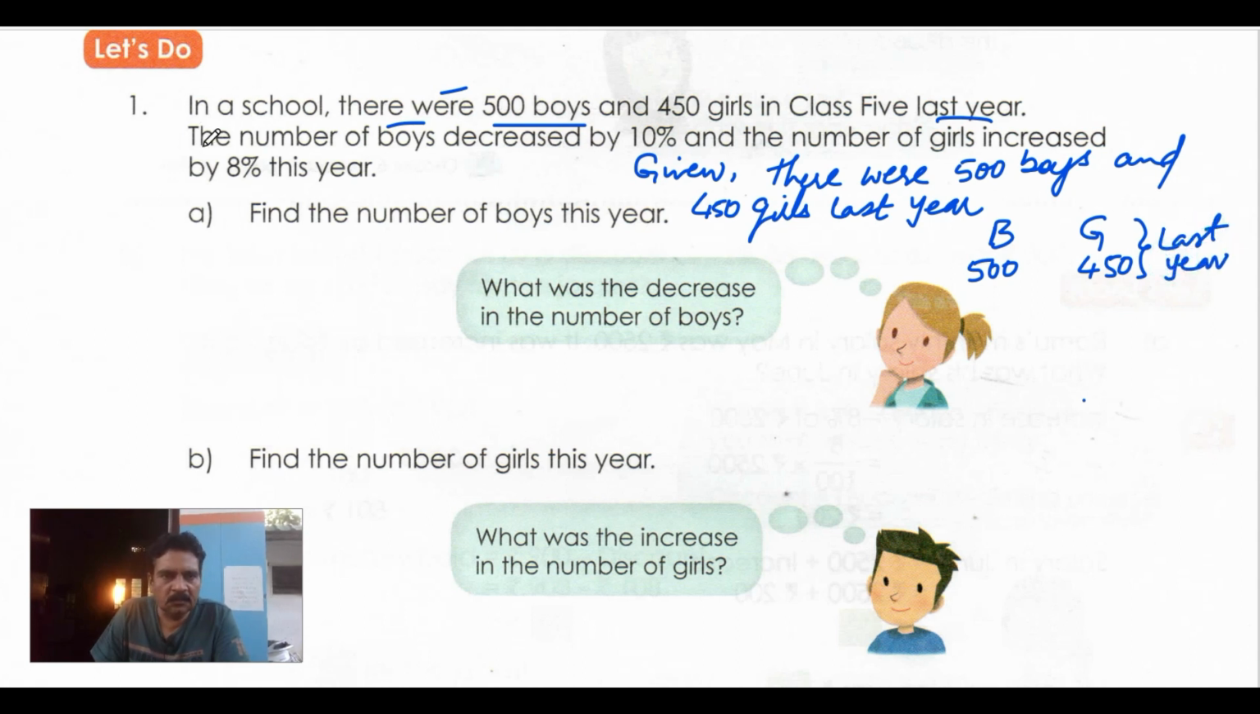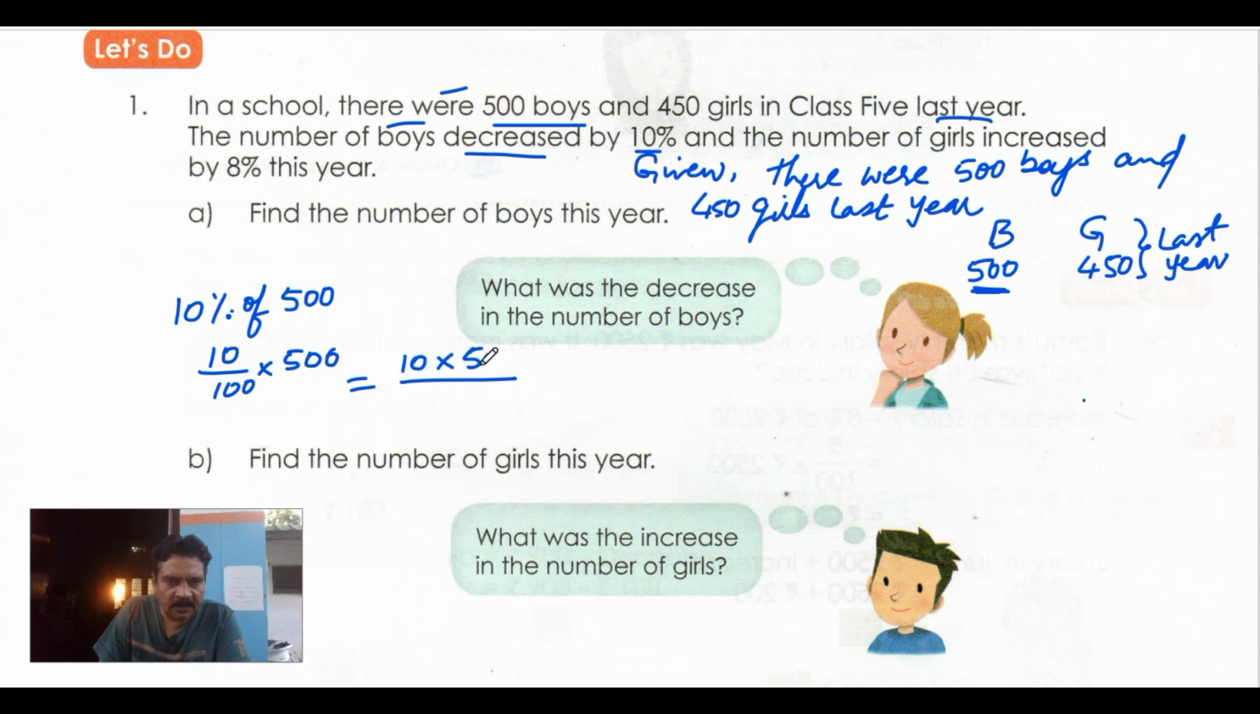Now we'll go to the next line. The number of boys decreased by 10%. So how many boys are there? 500 boys are there. So decreased by 10% means 10% of 500. Let's see, percent means out of 100, right? So 10 out of 100 of 500.